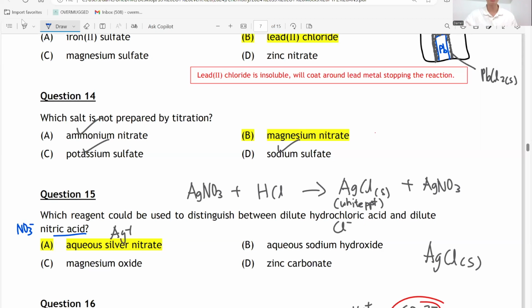Why is it that I'm adding in aqueous silver nitrate? It's because I recognize that if I put my soluble silver nitrate with my soluble hydrochloric acid, the Ag and the Cl actually come together to form an insoluble salt. This is the white precipitate that you observe. So by adding in silver nitrate, I'm able to distinguish which is my hydrochloric acid, as that gives me a white precipitate, versus the nitric acid that gives me no observation. Because all nitrates are soluble, you are not going to get a precipitate. Clear?